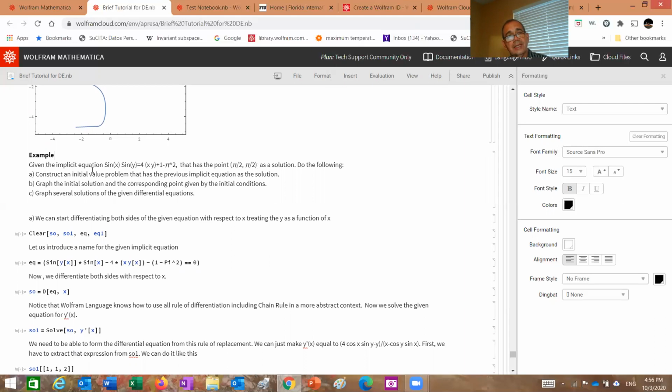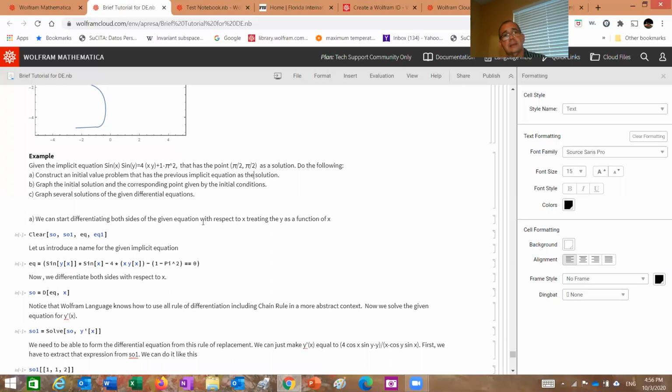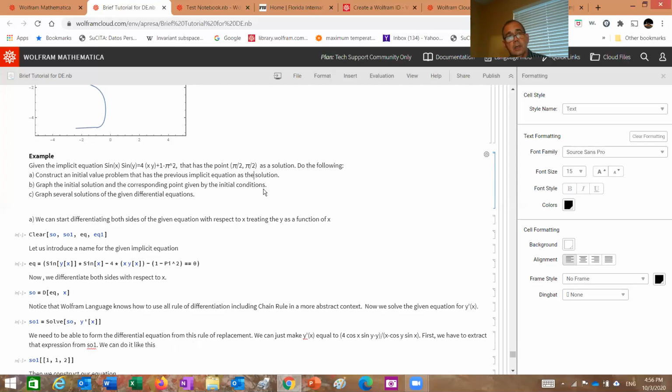Then construct an initial value problem that has the previous implicit solution as one solution. Well, the initial value problem as the solution, yes, because it's the initial value problem. And then graph the initial solution and the corresponding point given by the initial conditions. In this case, it's only one. And then graph several solutions of the given differential equation.